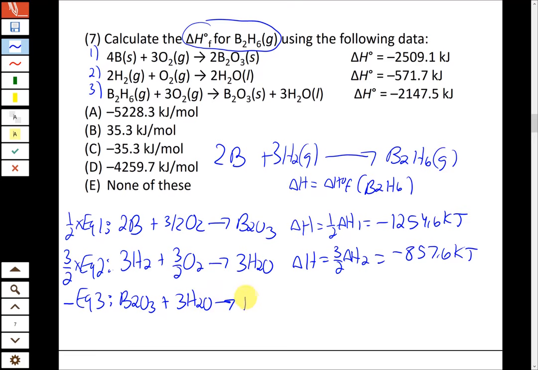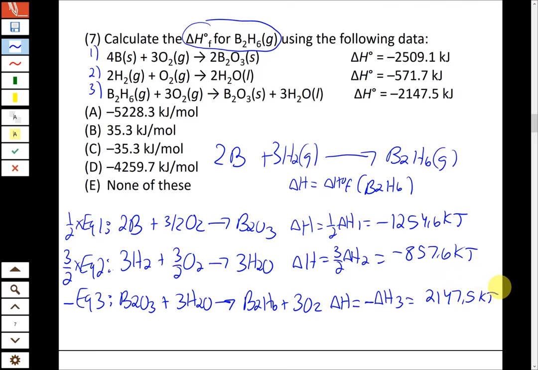forms B2H6 plus 3 O2s. And because we flipped the whole equation over, we're going to just change the sign of delta H. So that third delta H, we just take off the minus sign, and it becomes positive 2,147.